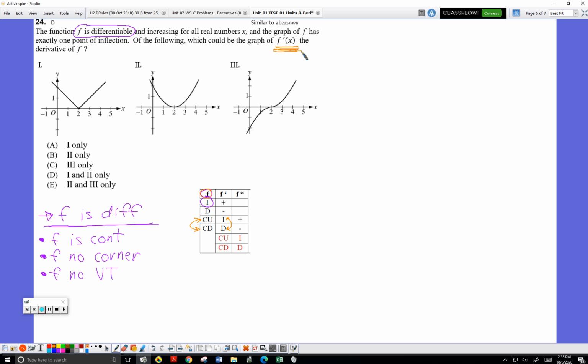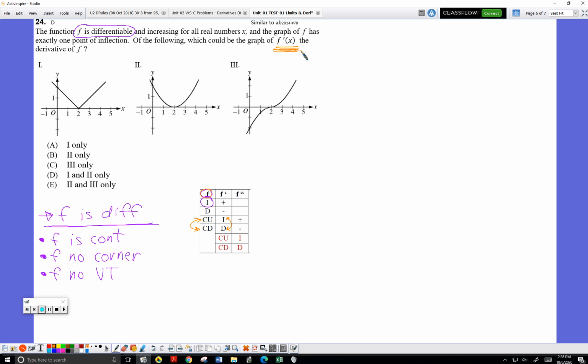Sydney: Since it only has one point of inflection, then F prime... Okay, back up a second. Repeat your thought by saying F or F prime. Go ahead. Okay, since F only has one point of inflection, it can't be 3. F prime can't be 3.